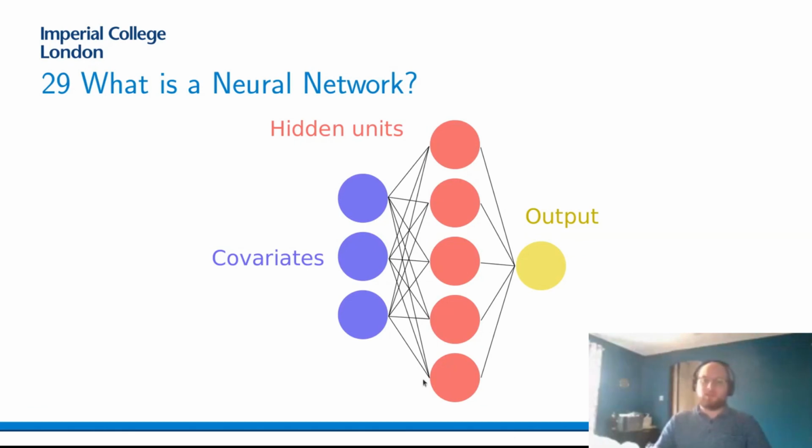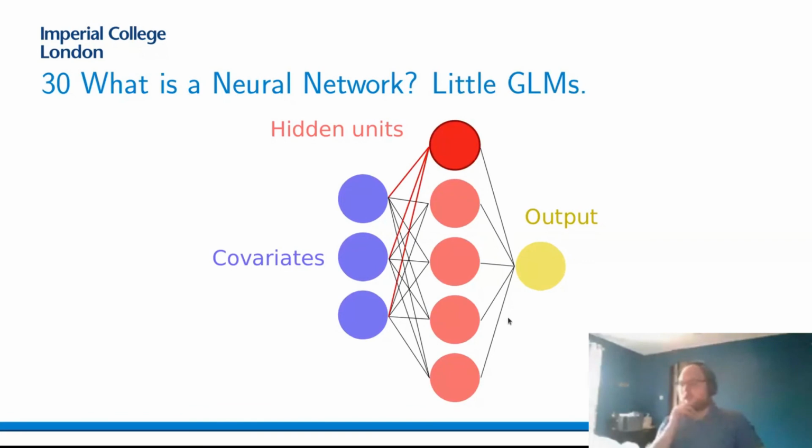Then the thing that really makes neural networks is they've got these hidden units in the middle. Each line here is like a parameter, and you multiply the covariate value by the parameter value, and that goes into this hidden unit. Then you sum across all the covariates into this hidden unit, and those sums go into the output with some more parameters.